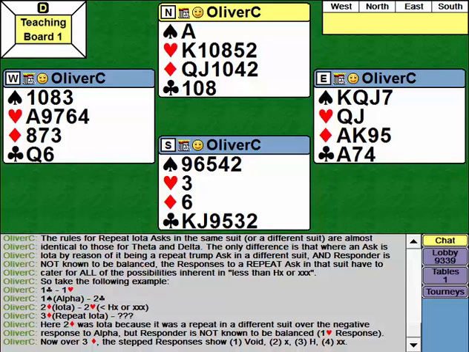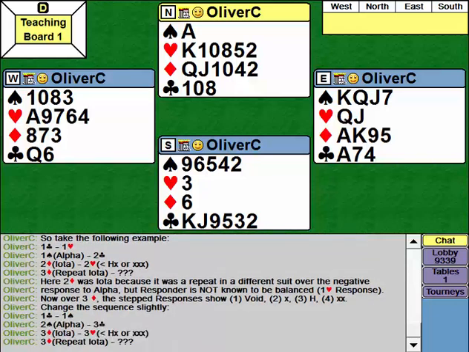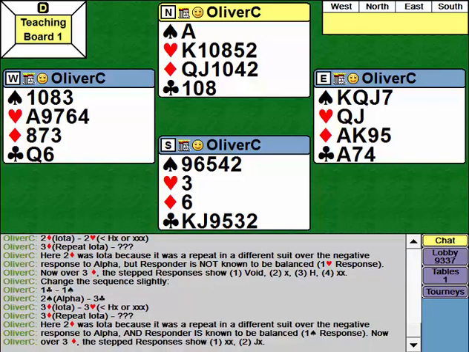Okay, so here we had a response of one spade, which shows a balanced hand. Then we had two spades alpha, three clubs, negative response to spades, but four or more controls. Three diamonds iota. Three hearts showing less than top honor or three small. And then it should be four diamonds, a repeat iota in the same suit. But now, two diamonds is still iota because it's a repeat in a different suit. But we do know that responder is balanced.